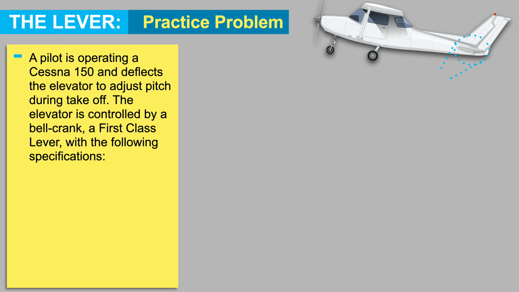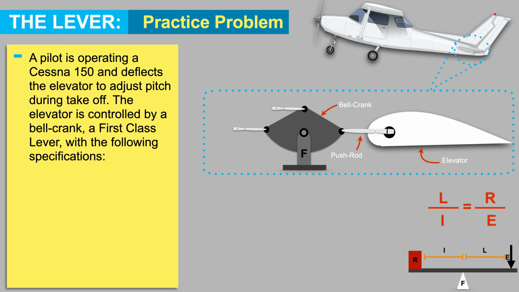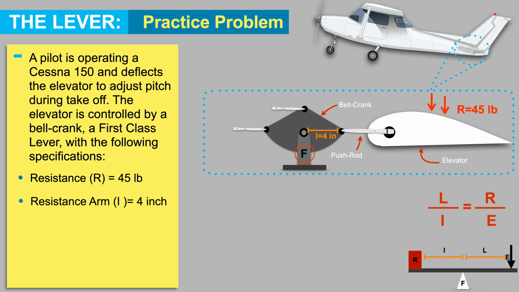The elevator is controlled by a bell crank, a first-class lever, with the following specification. The aerodynamic load on the elevator, which is the resistance, is 45 pounds. The distance from the fulcrum, the pivot of the bell crank, to the point where the elevator pushrod attaches, which is the resistance arm, is 4 inches. The distance from the fulcrum to the point where the pilot input pushrod attaches, which is the effort arm, is 12 inches. The system is in equilibrium when the elevator is deflected.